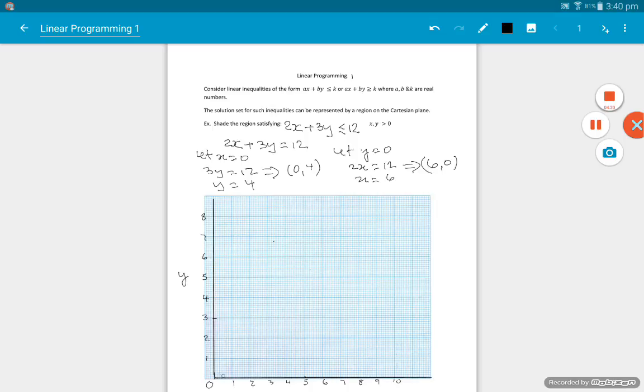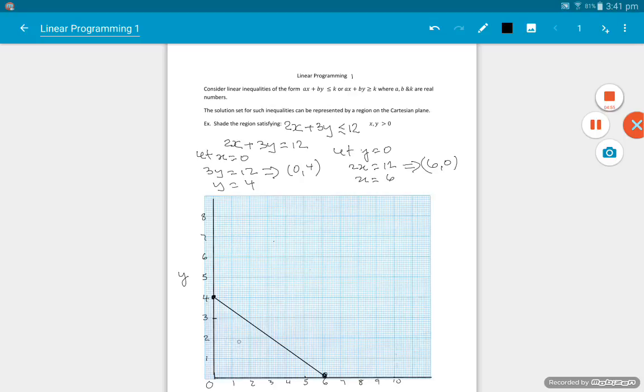We then plot those 2 points. So we'll plot the point (0, 4) and the point (6, 0), and draw the line joining those 2 points. We now have to answer the question, which side of this line satisfies our inequality, 2x plus 3y is less than or equal to 12.